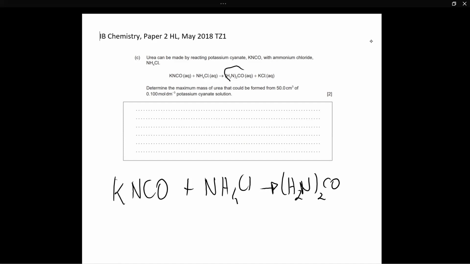And by the way, if you didn't get that, this is ammonia. Sorry, not ammonia. I mean urea, not ammonia. My bad.